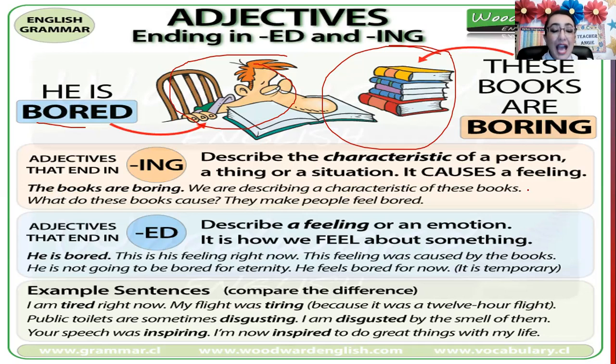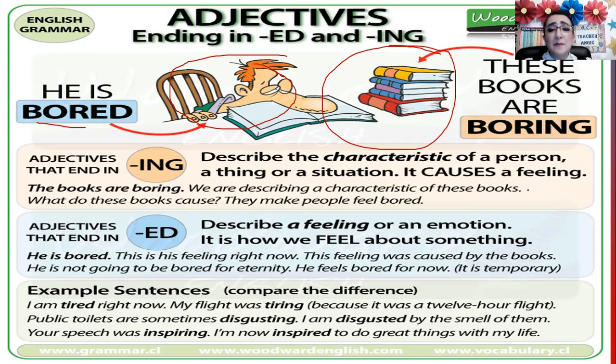Now, the adjectives that end in ed are going to be describing a feeling or an emotion that a person has. It is how we feel about something. For example, he's bored. In the first example, he's bored. This is his feeling right now. This feeling was caused by the books. He's not going to be bored for eternity. He feels bored for now.